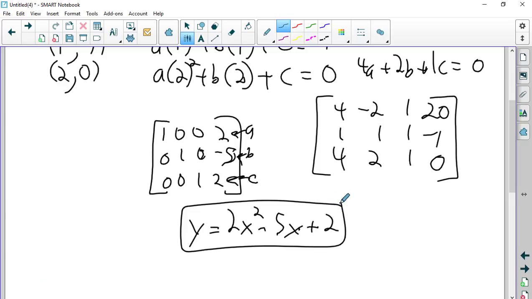And again, you can put that in your calculator and y equals, graph it, and go to your table and see if those 3 points are on there, and they will be. That's it.